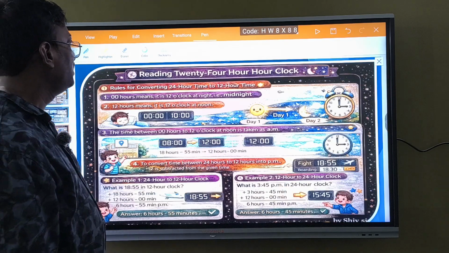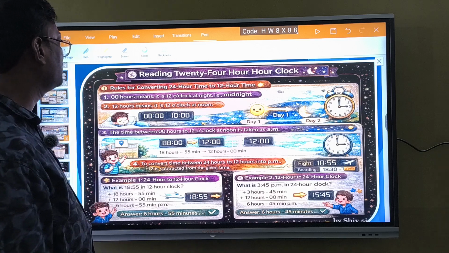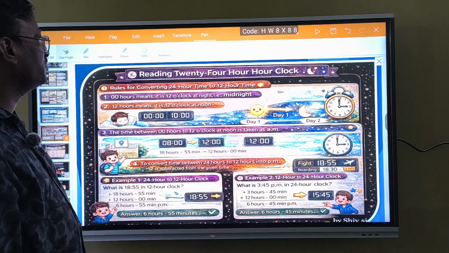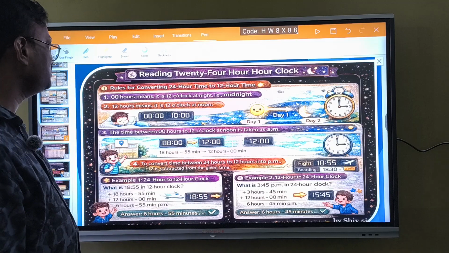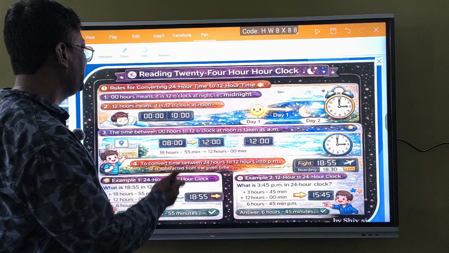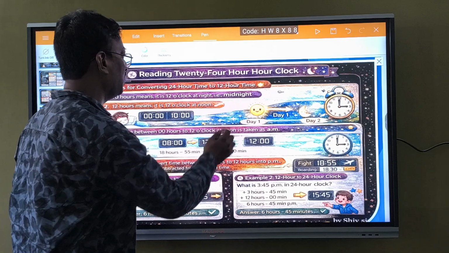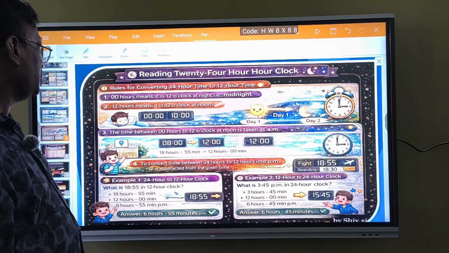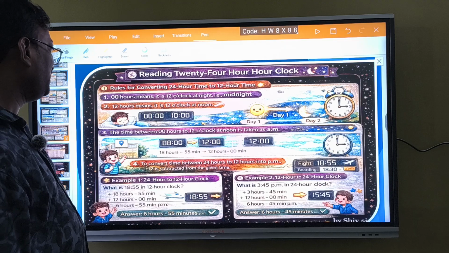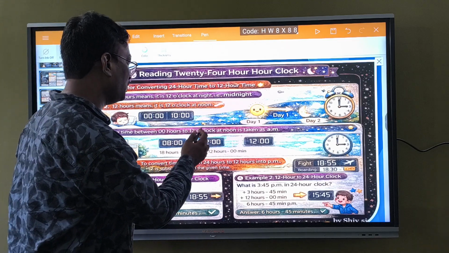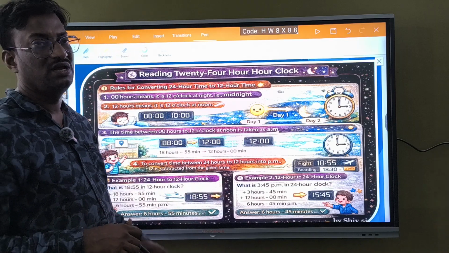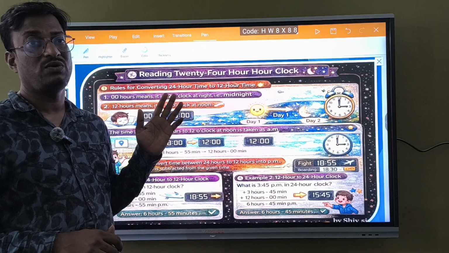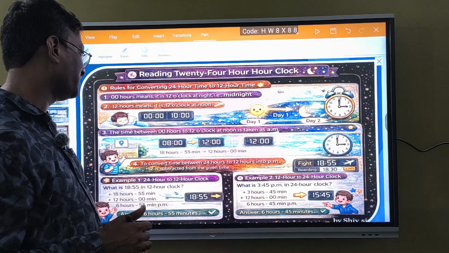It's okay, leave it. Now reading 24 hours clock. Rules for converting 24 hours time into 12 hours. Already we discussed, we just read it out once. 12 hours means it's 12 o'clock at noon, afternoon. The time between 00 to 12 o'clock at noon is taken as AM. We already discussed: midnight 12 to afternoon 12 o'clock is called AM.